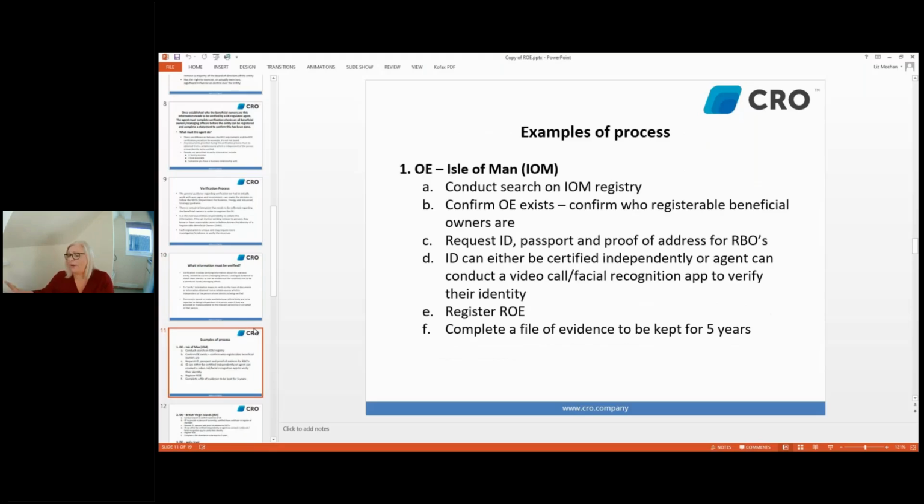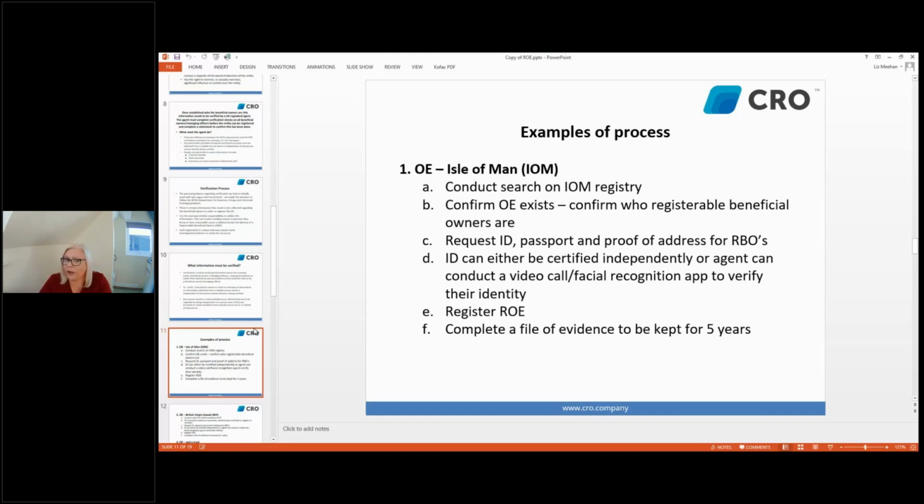So we'll just look at a couple of examples of the process. Firstly, the Isle of Man. There's a lot of these overseas entities that are registered in the Isle of Man because it was counted as offshore, but I think some of the tax legislation has changed there. You can search a company on the public record on the Isle of Man registry, but it depends on how old that company is as to what information you can get off the public register.